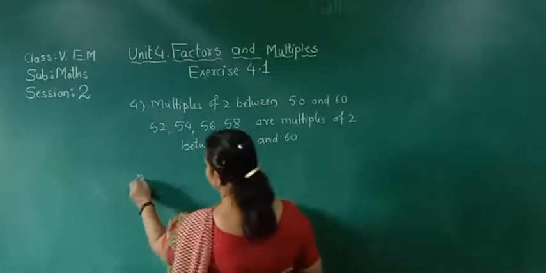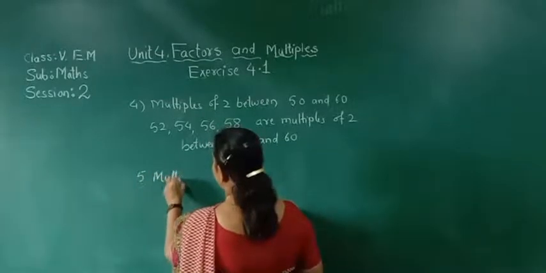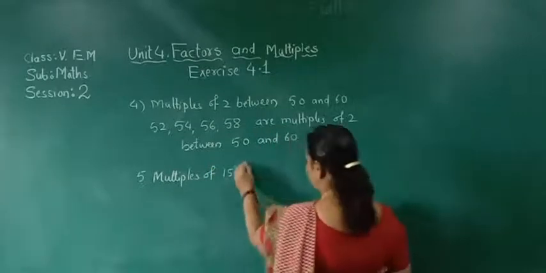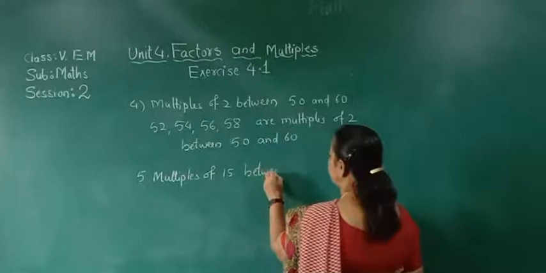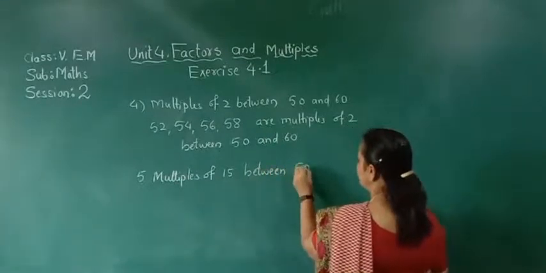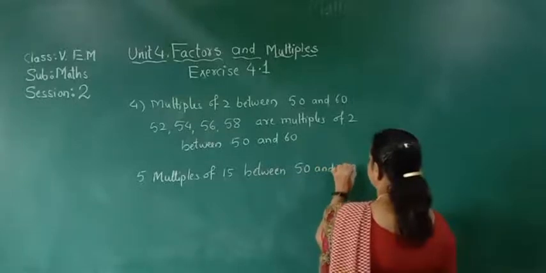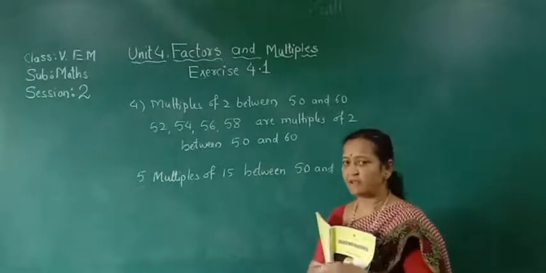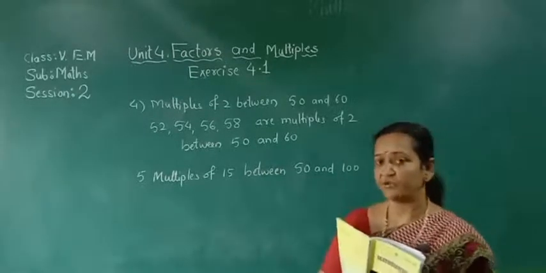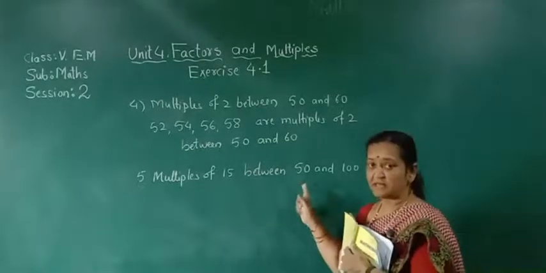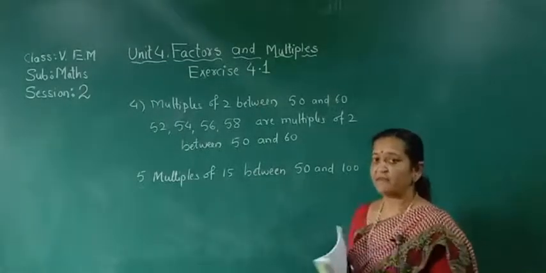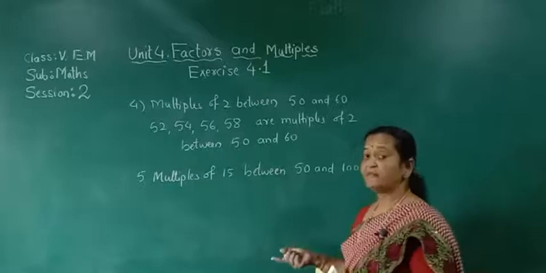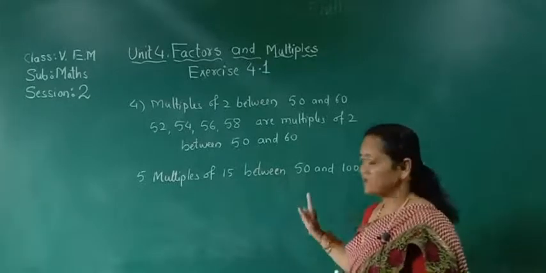So fifth question, what we should do? We have to find multiples of 15 between, from where to where? 50 and 100. So from 50 to 100 we should find multiples of 15. Now we know 15 table, isn't it? 15 ones are 15, 15 twos are 30, 15 threes are 45. Still they are less than 50. 15 ones are 15, 15 is less than 50. 15 twos are 30, 30 is less than 50. Then 15 threes are 45, again 45 is less than 50. So is not our answer.